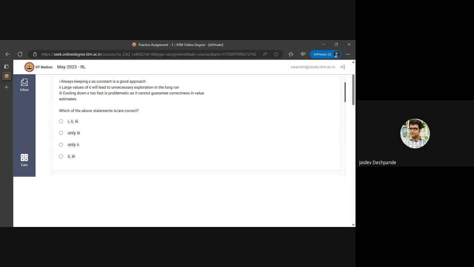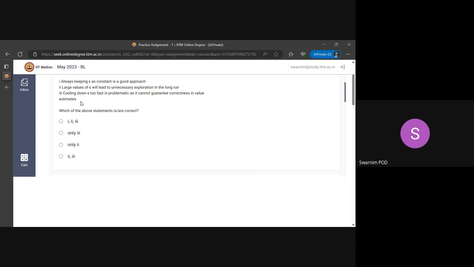2 is definitely right. Third, is there such a thing as cooling down? Because I thought there is that other temperature parameter. This may be a trick question. No, it's not a trick question. You can interpret cooling down as decreasing. Oh, okay. Yes, then 3 is fine, because it reduces exploration.